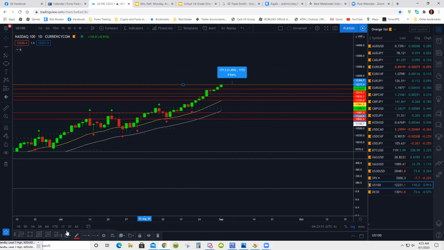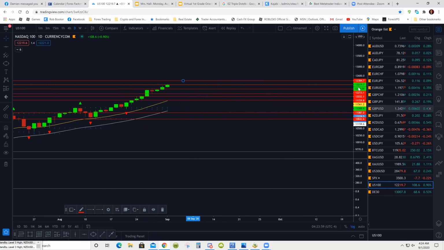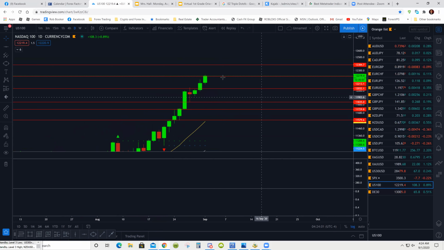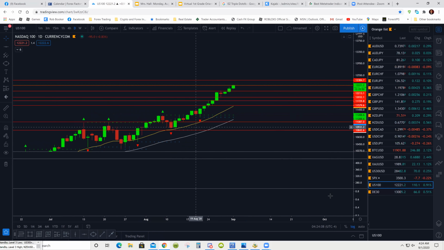What I'm doing is trying to create another target here. I'm taking the daily averages from the previous day to create my target. So this is at resistance, and it looks like it's going to go up too. Wow, look at that run.